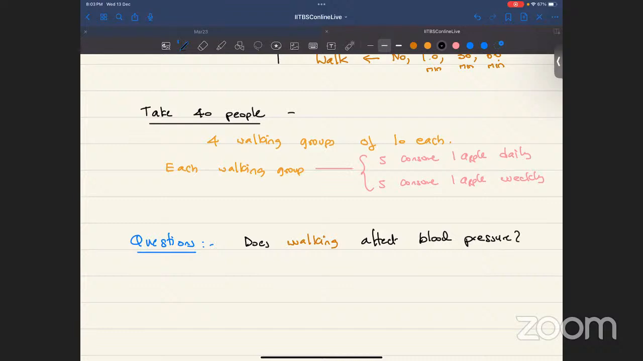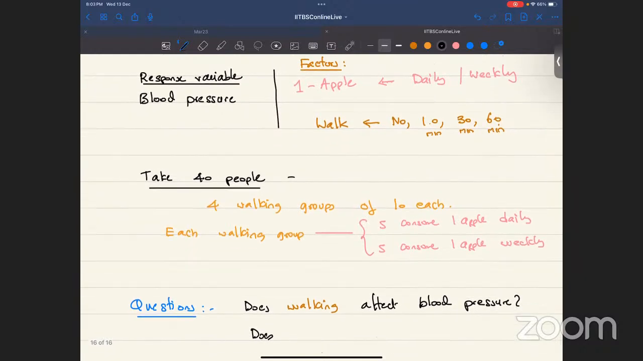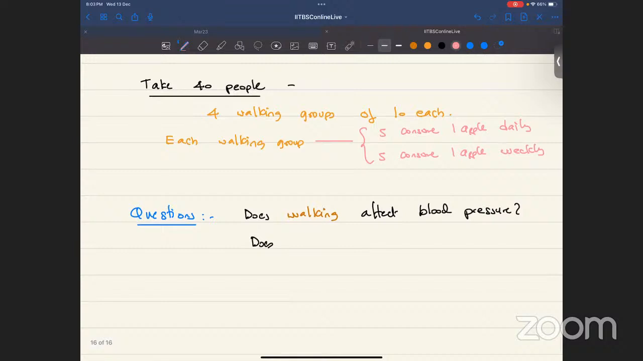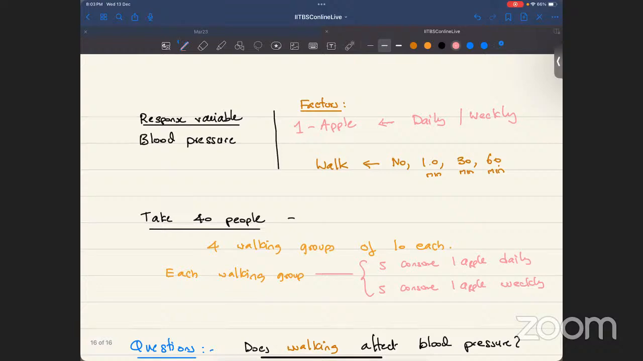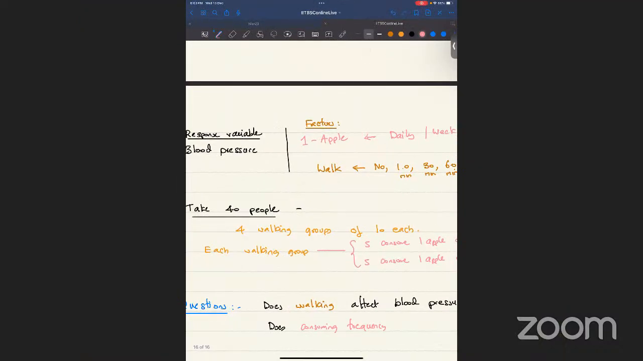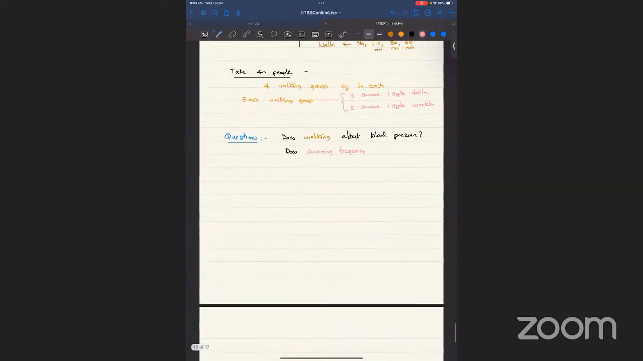The other thing you want to understand is about consumption. Here I'm giving everybody one apple either daily or weekly, right? So you can just ask: does the frequency of consuming apple affect blood pressure? My handwriting is a little better if the iPad is this way.